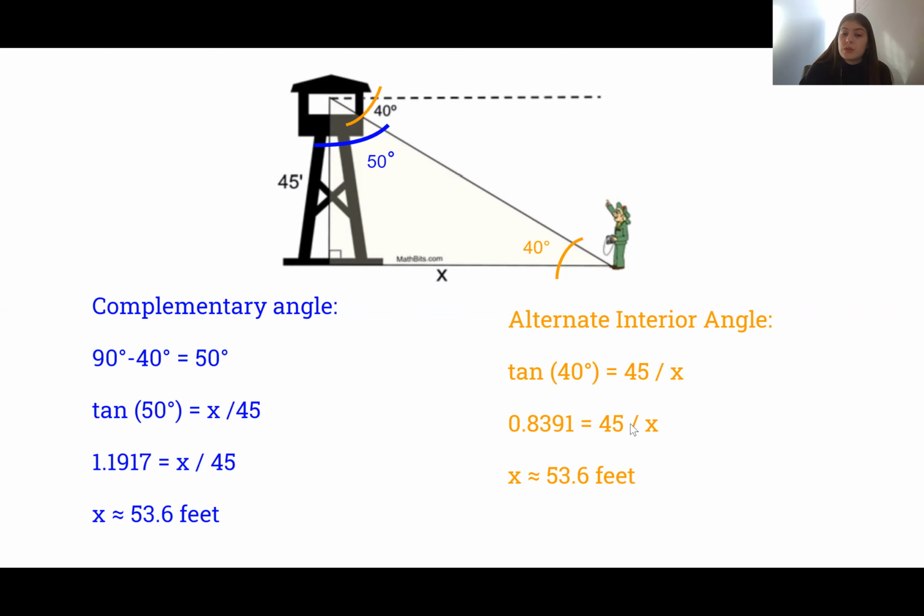It's now switched because we've switched which angle or which perspective we're looking at. All right, so we're just going to do some arithmetic right now. We're going to plug in tangent of 40 degrees into our calculators on degree mode. We're going to get 0.8391 is equal to 45 divided by x. Multiply both sides by x. Divide both sides by 0.8391. And so then we get 45 divided by 0.8391. If you plug that into your calculator, you are going to get approximately 53.6 feet. Okay? So that's all there is to that.